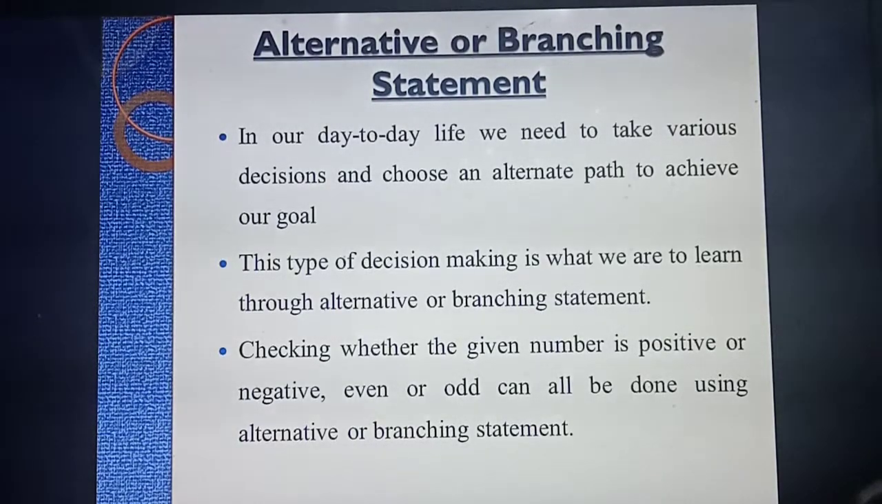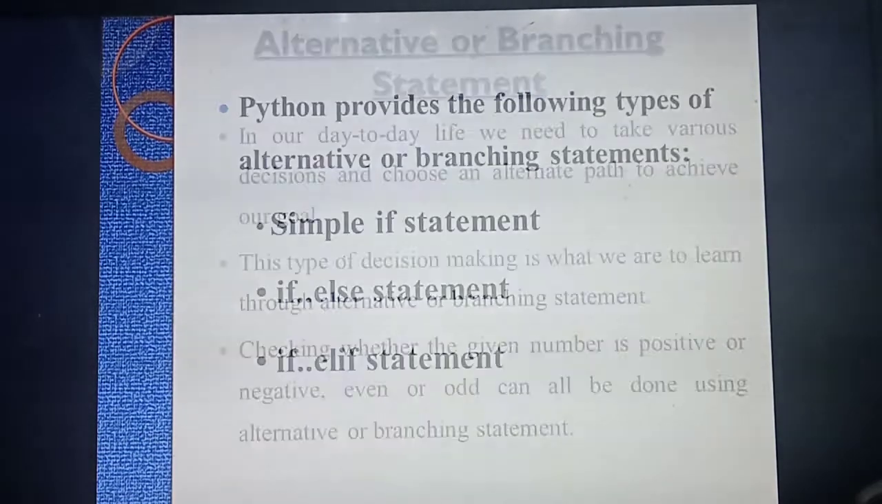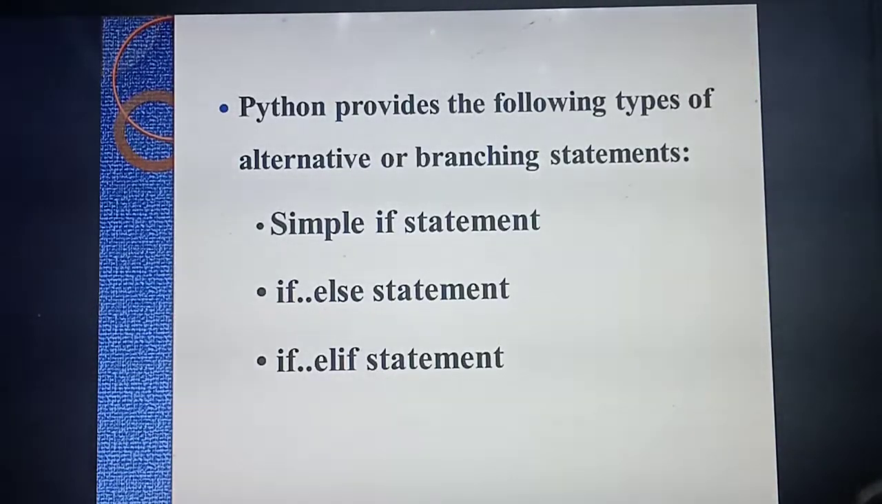So the best example they are giving: the program is to check whether the given number is odd or even. Either the number becomes odd or even. At the same time, the number will not be both odd and even. So that kind of program you can write through which statement, students? Alternative or branching statement. Okay.